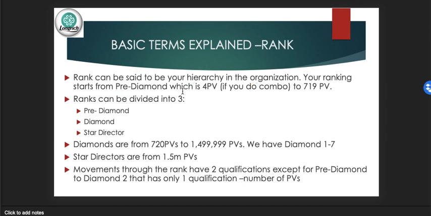Then we have the rank. Rank can be said to be your hierarchy in the organization. Your ranking starts from pre-diamond, which is 4 PV if you do the combo, to 719 PV. Anything in between is pre-diamond.